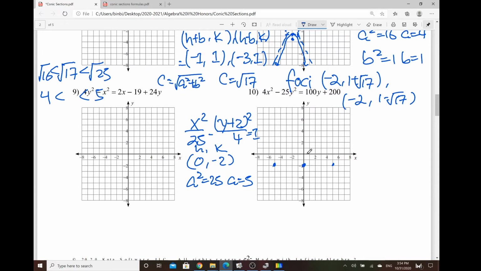And then to get those symmetrical points, this one would be 2 units down and 2 units up, because b squared is 4, so that means b is 2. So 2 units up, and then 2 units down. And then we can set up the imaginary box here. Okay, let me just put in the dotted line again.